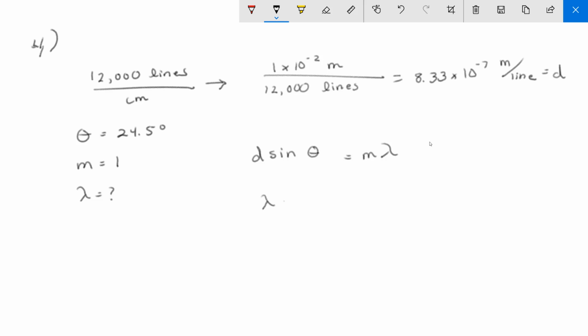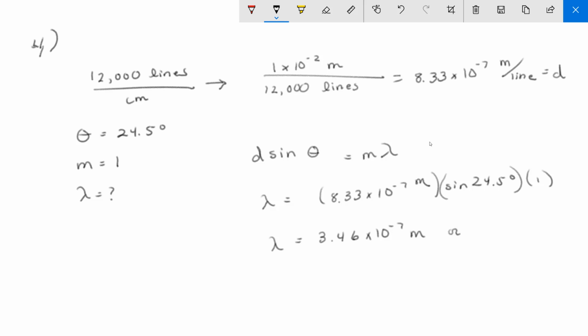Now it's just a matter of writing down my formula, rearranging it for the correct quantity, and plugging and chugging in my numbers, being careful to look at the units. With my units done, I can put it in the calculator and I get my final answer, 3.46 times 10 to the negative 7th meters, which I then convert to nanometers. That would be 346 nanometers.